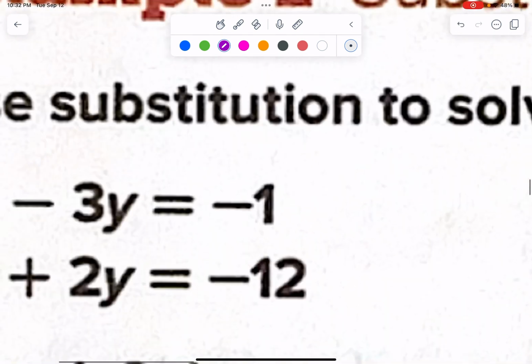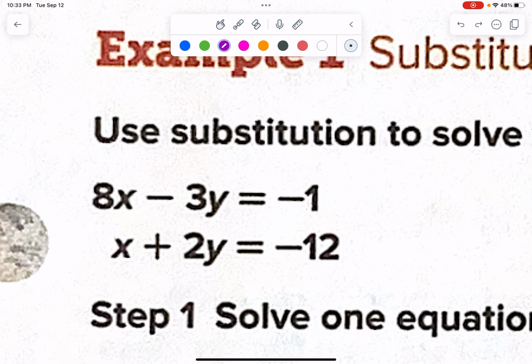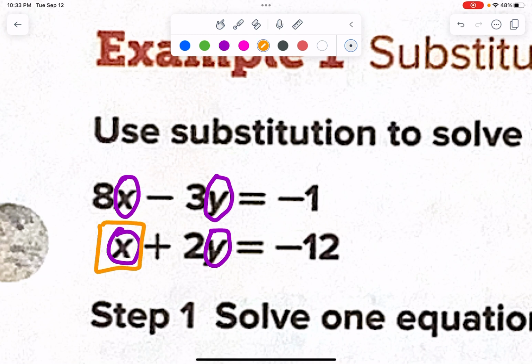So here we have two linear functions. I know they're linear because it's just x to the first power, and then we have a y, and we've talked about how to identify linear functions. They want me to solve this by using substitution. I have options here: I can solve the top equation for x, the top equation for y, the bottom equation for x, or the bottom equation for y. I want to do the easiest one possible, and it should ring a bell that since this x doesn't have a coefficient in front of it, that might be the easiest one to solve for. So let's go ahead and do that one.